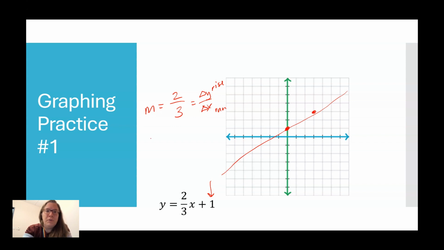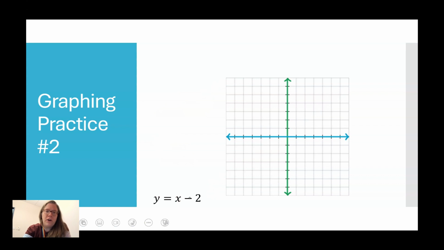Just as a sidebar, really quick, our rise and our run. Rise is always up and down. Positive, it goes up, negative goes down. Run is always left and right, positive to the right, negative to the left, just like on the x and y axes on the graph.